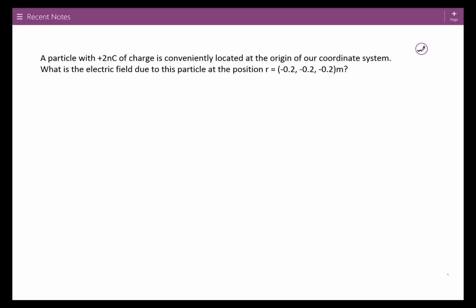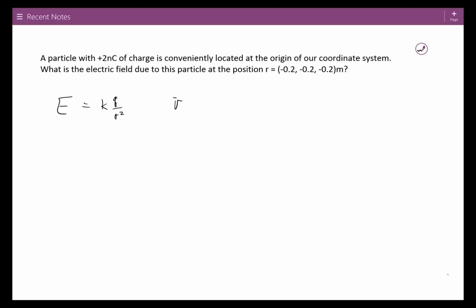Alright, given some +2 nanocoulomb charge out there in space that we'll put at the origin of our coordinate system, makes math easy. What would be the electric field? Now realize the electric field equation states that you need k Q per r squared. So we need to do some math here.